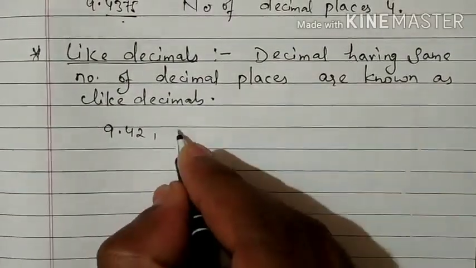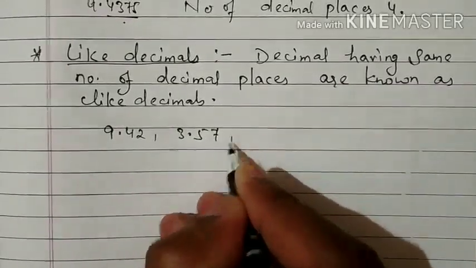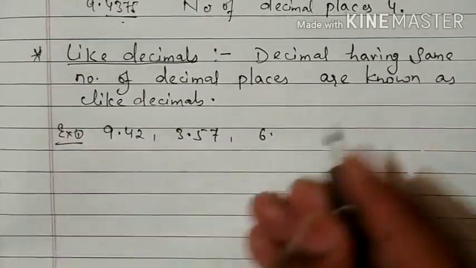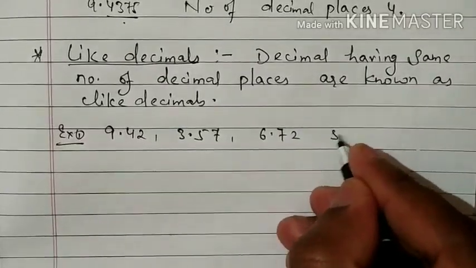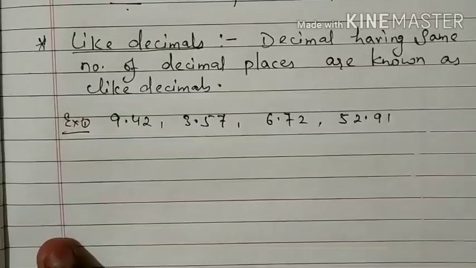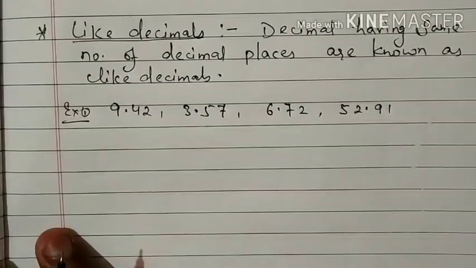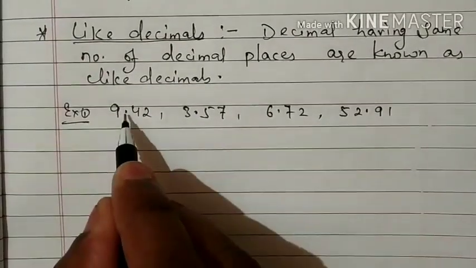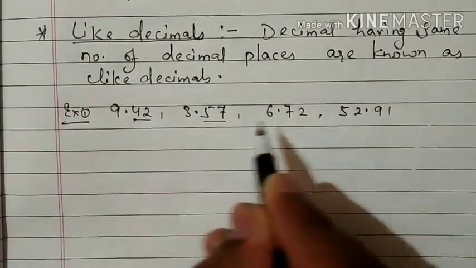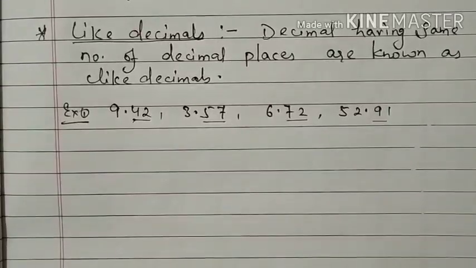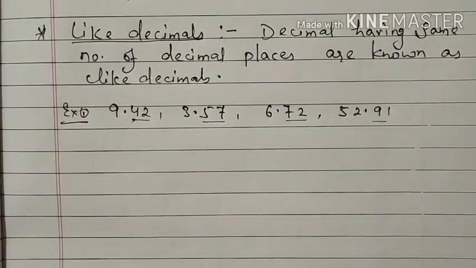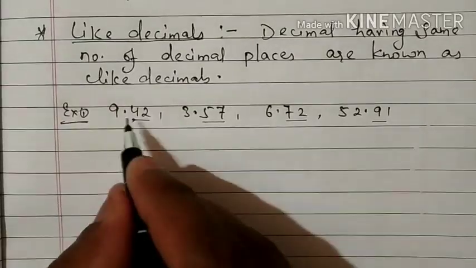Example 1: 9.42, 3.57, 6.72, 52.91. Suppose we have this example. In all of these examples, we can clearly see that the digits after the decimal point are 2 in each case. It has a decimal place of 2.